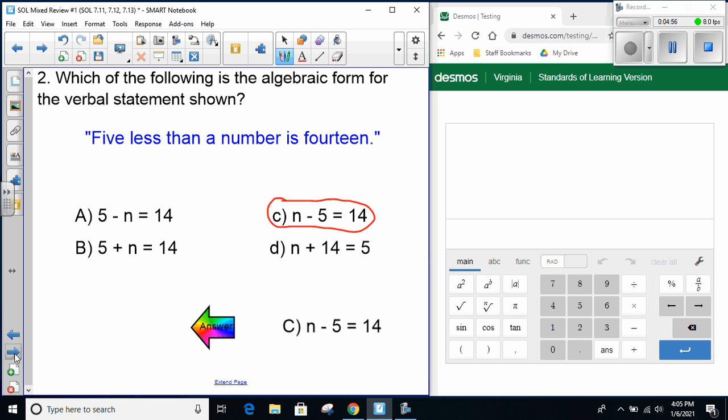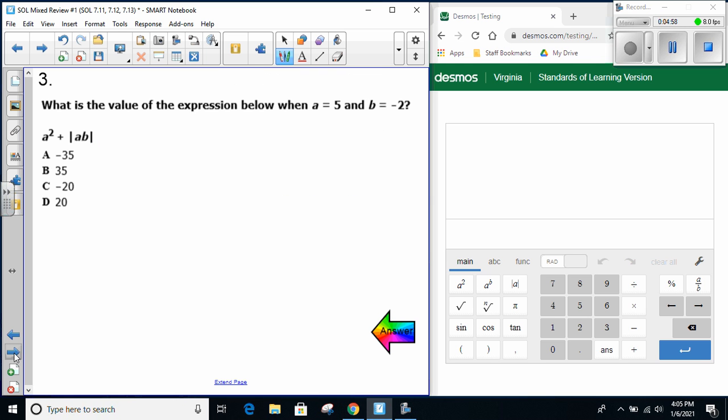Number 3 says, what is the value of the expression below when a equals 5 and b equals -2? We're given this expression, a squared plus the absolute value of a times b. When they write the letters next to each other like this, we're going to multiply. So this is a squared plus the absolute value of a times b.